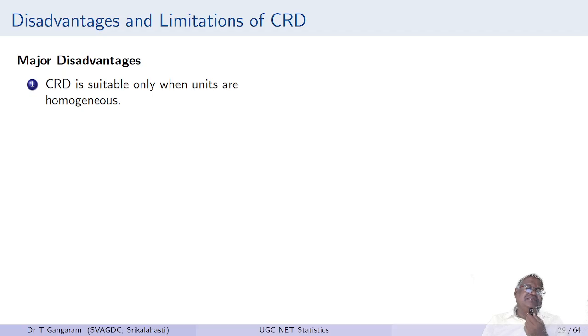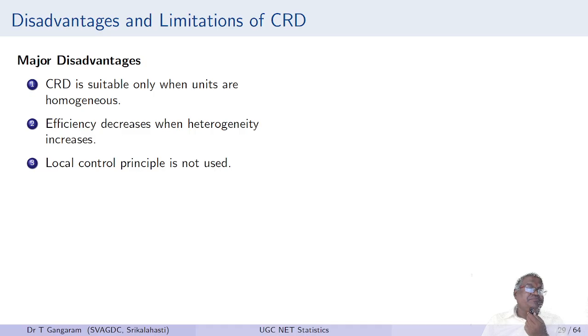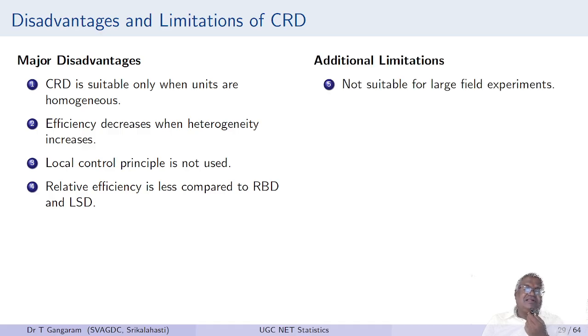The major disadvantage of CRD is that it is suitable only when units are homogeneous. Efficiency decreases when heterogeneity is involved. We cannot find homogeneous units and homogeneous material everywhere. Heterogeneity is unavoidable. The local control principle is not used at all. Relative efficiency is less compared to RBD and LSD.